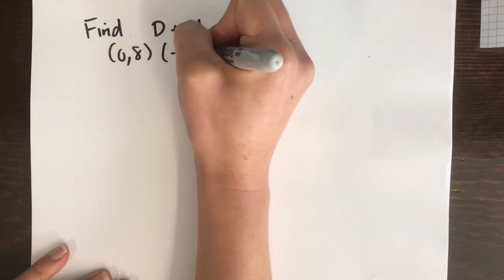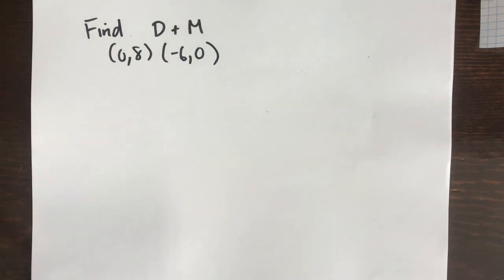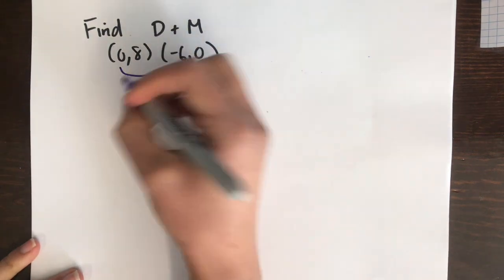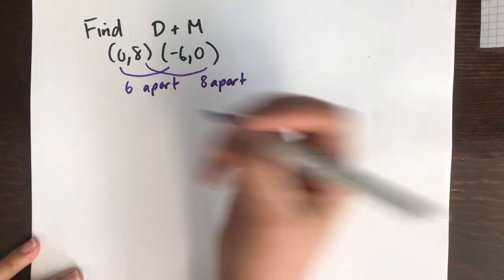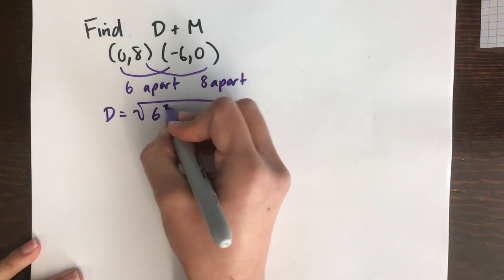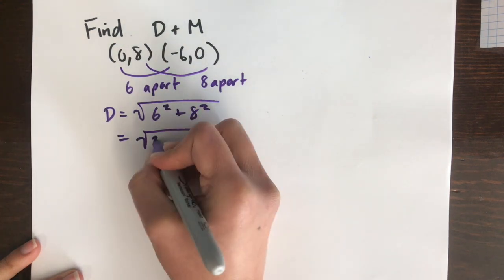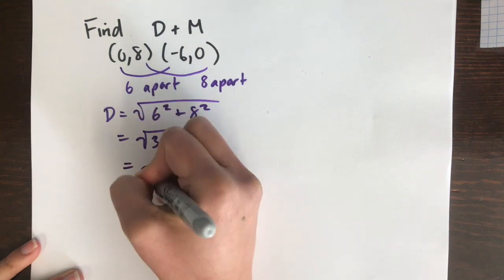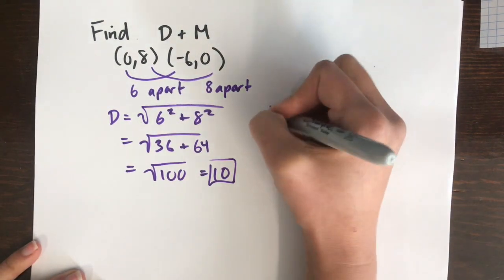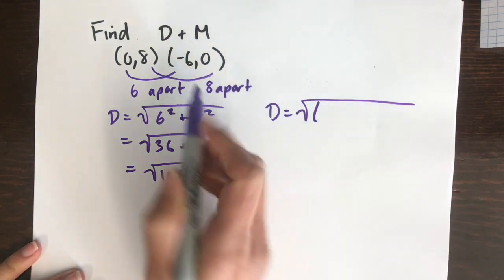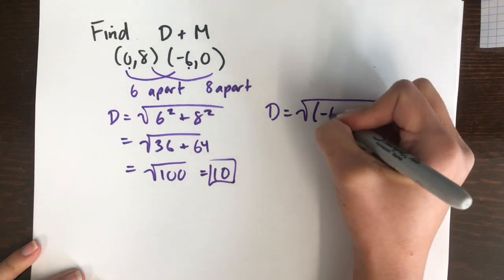So let's suppose I want to find the distance and midpoint between these 2 points. And so what I'm going to do is a shortcut version. I realize that the x-coordinates are 6 apart and the y-coordinates are 8 apart. So then to find the distance, I'm just going to do the square root of 6 squared plus 8 squared, which is 36 plus 64, which is the square root of 100, which is 10. Awesome.